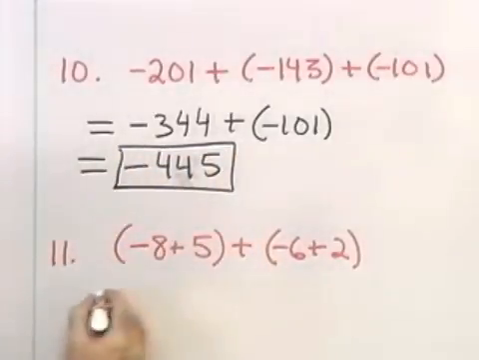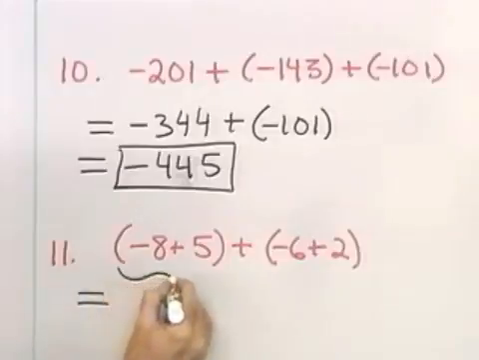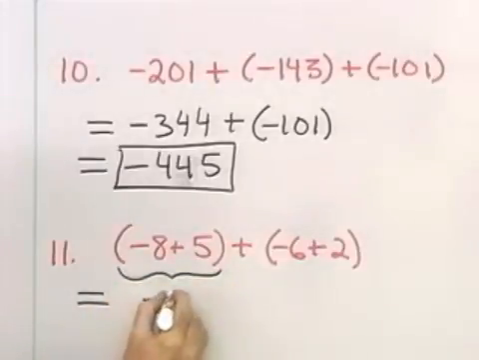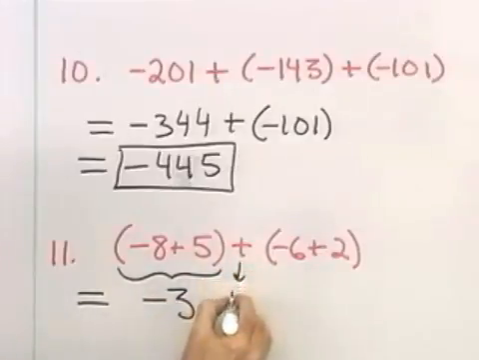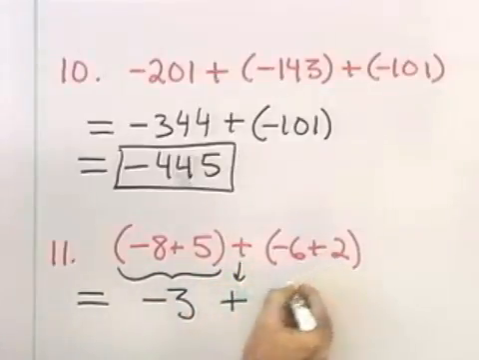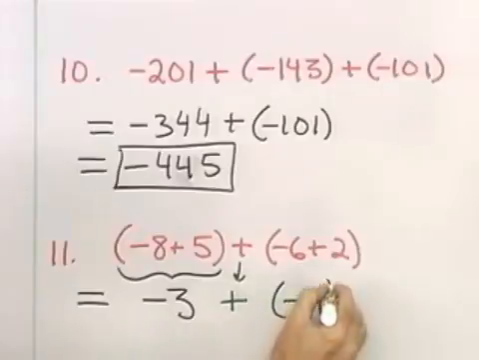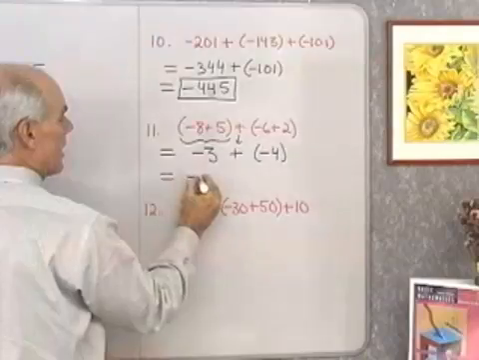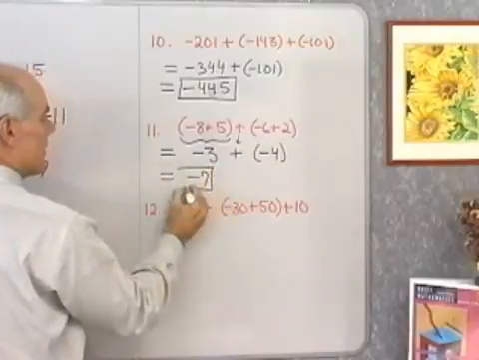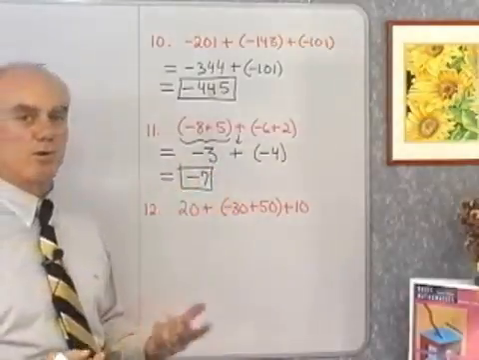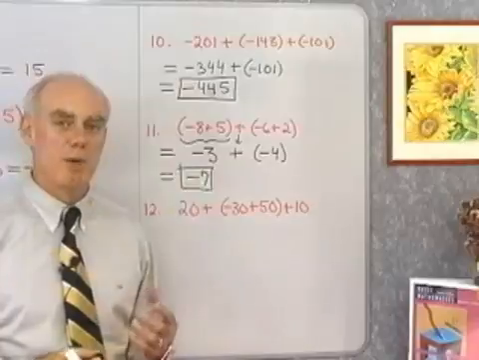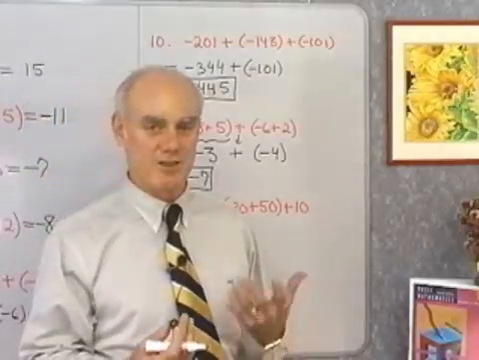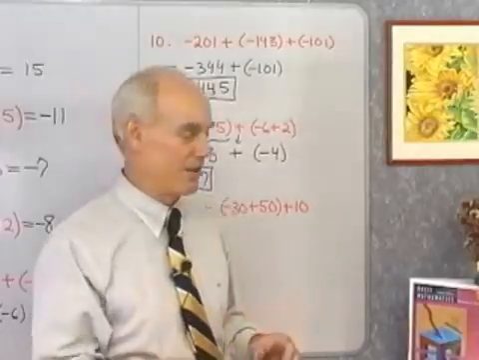Here I have numbers in parentheses. I'll simplify inside each set of parentheses first. -8 plus 5 is -3, and -6 plus 2 is -4. I add -3 and -4, and I end up with -7. So again, I'm applying my rule for adding two numbers at a time. Remember that we can only add two numbers at a time. If I have three numbers or more, I can just add two of them, and then to what I get, I add the third one.